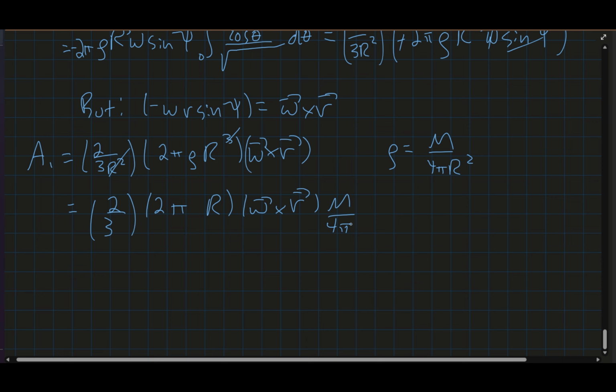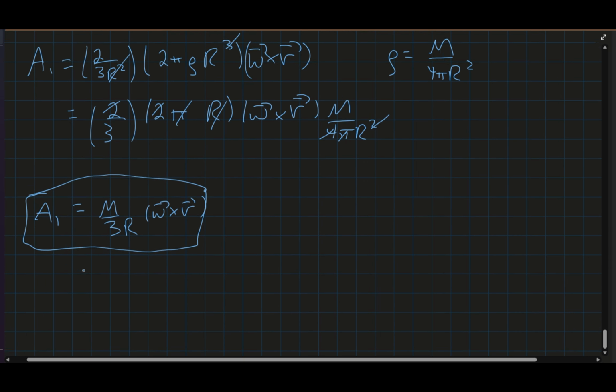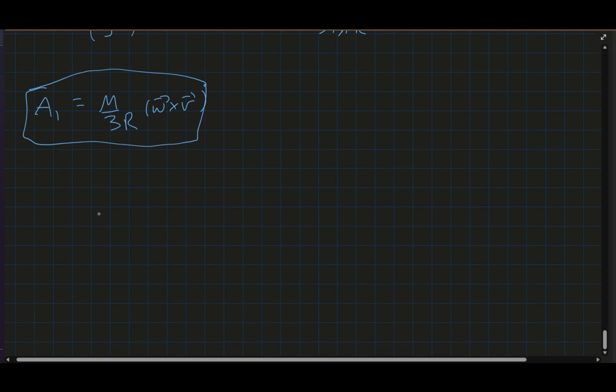Mass over 4 pi r squared. So this r is going to cancel one of these, pi is going to cancel, 4 is going to cancel with both of these 2's, and we get m over 3 r times omega cross r. Now remember, we're still in those kind of weird coordinates where the angular velocity is not aligned with the z direction, so let's revert to the natural coordinates, and Griffiths tells us that we can do this way.